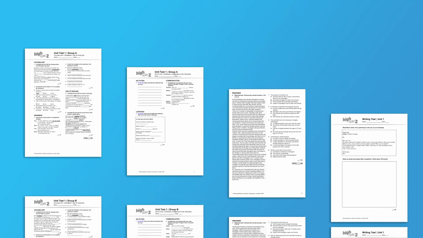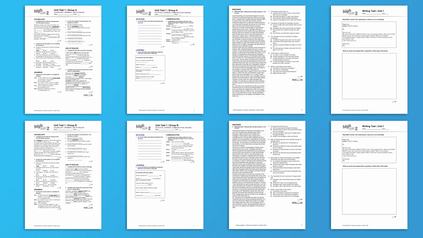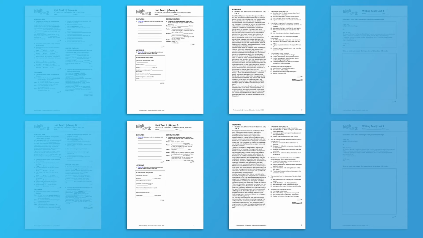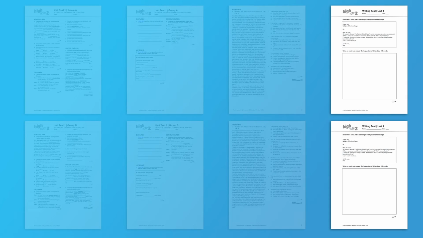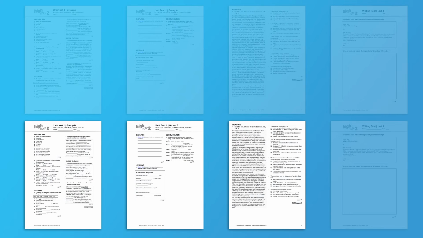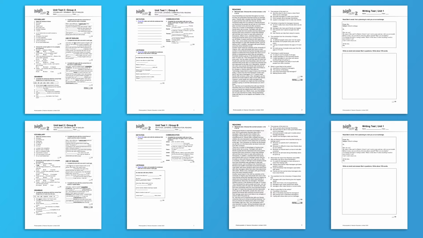The 10 unit tests assess the learning objectives from each unit and should be administered after students complete each unit review. There are 3 parts to each test: vocabulary, grammar and use of English, dictation, listening, communication and reading, and writing. Except for the writing test, which only has 1 version, all of these tests have both A and B versions. They can be given all in one go or split up depending on time and students' needs.